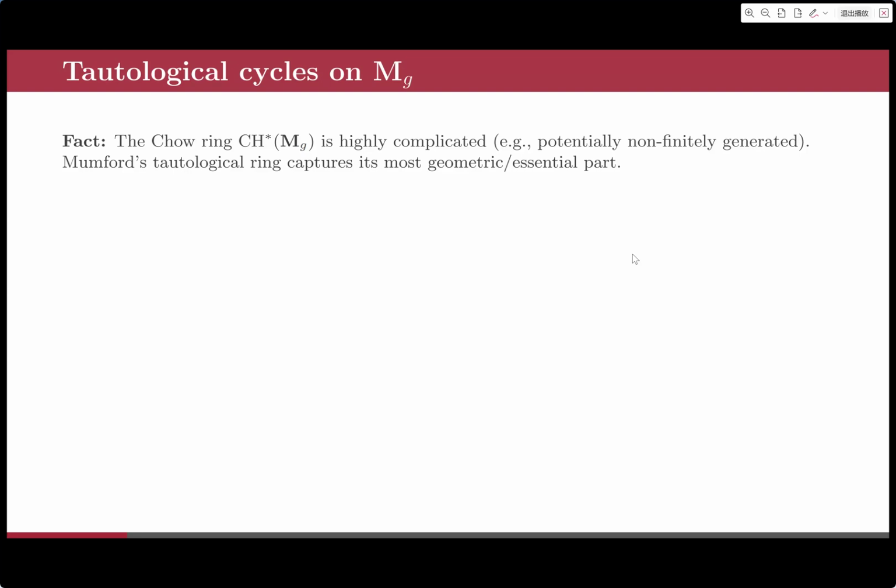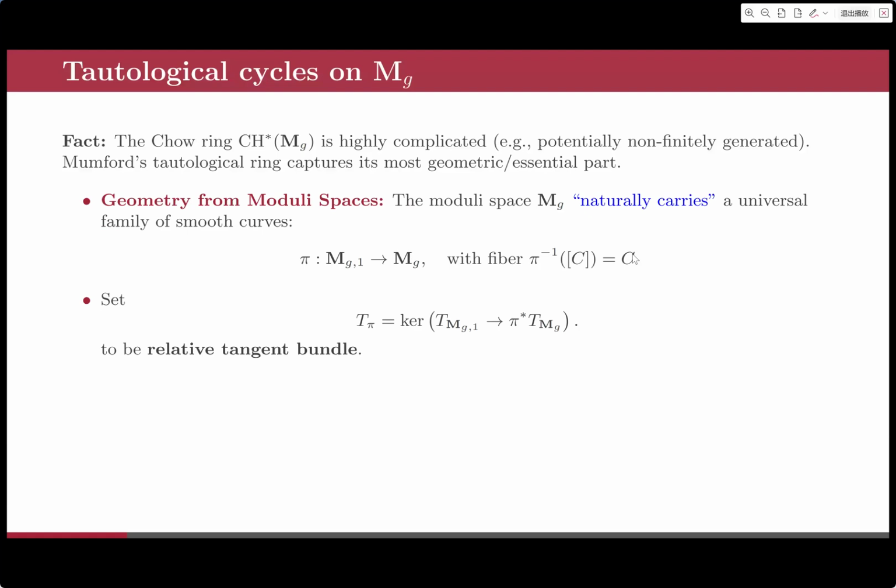However, even though we have a very complicated ring, Mumford gave the so-called tautological ring, which is a subring inside this Chow ring, and he believes that this captures the most essential part of the cycle theory of this moduli space. Let me just briefly recall his construction.